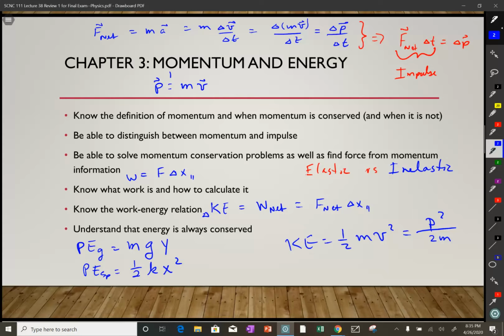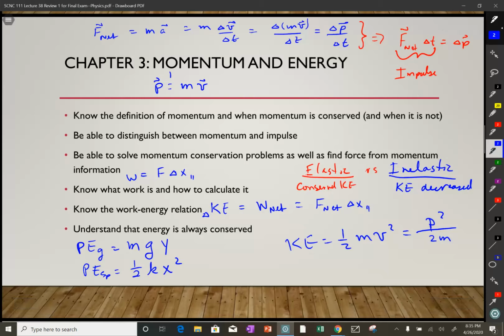It's still ability to do work, but it's ability to do work because of position or configuration. So with the collisions, elastic collisions were collisions that conserved kinetic energy, whereas inelastic collisions decreased kinetic energy. Kinetic energy was transformed into some other type of energy.